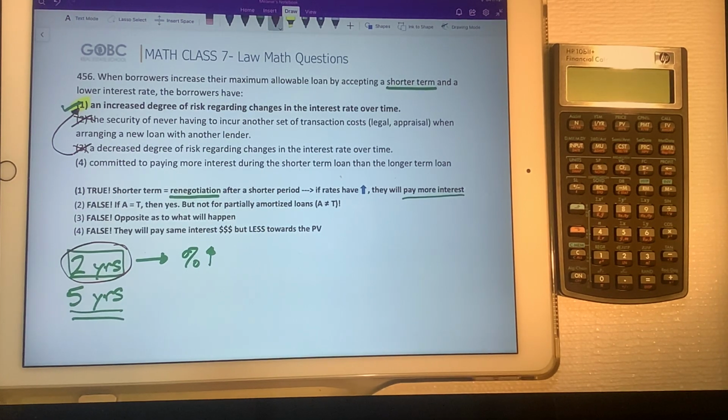And then number 4, committed to paying more interest during the shorter term loan than the longer term loan. And this is false. You pay the same interest. You just pay less towards the PV in that shorter amount of time. So it doesn't have any bearing on the interest that you pay. You still pay the same amount within those 2 years as you would within those first 2 years out of the 5-year term. So it makes no difference.